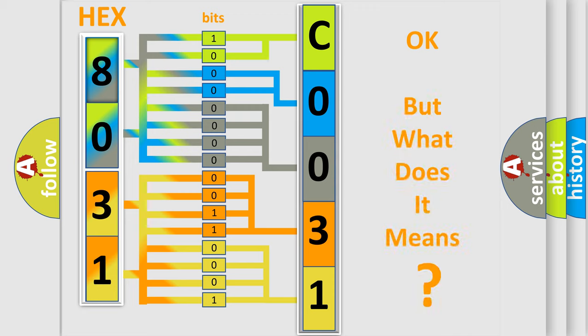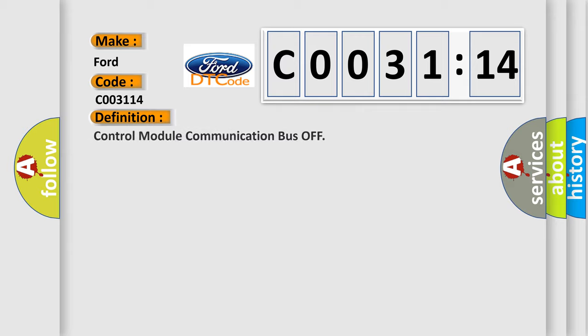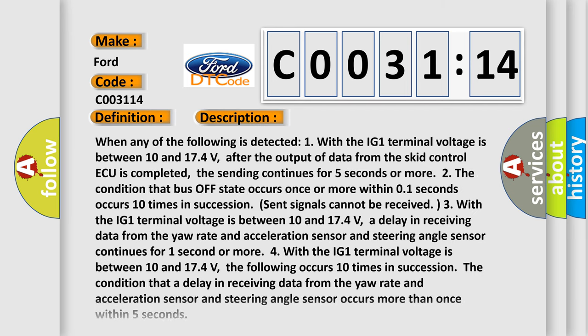The number itself does not make sense to us if we cannot assign information to what it actually expresses. So, what does the Diagnostic Trouble Code C0031-14 interpret specifically for Infiniti car manufacturers? The basic definition is control module communication bus off. And now this is a short description of this DTC code.